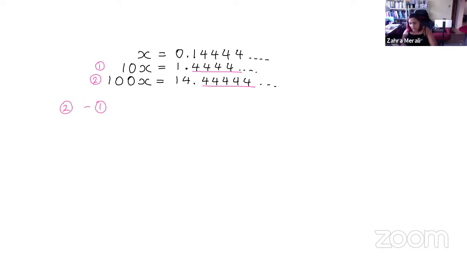On one side, I've got 100 minus 10. So I'm going to get, on this side, 90x. And on this side, I've got 14 take away 1, which gives me 13. And that whole pink bit disappears because it's all exactly the same. So x equals 13 over 90. So the only skill you need to be able to do this is to keep multiplying by 10. So you keep timesing by 10 until that bit after the decimal point is exactly the same.